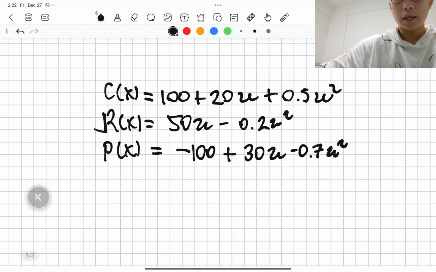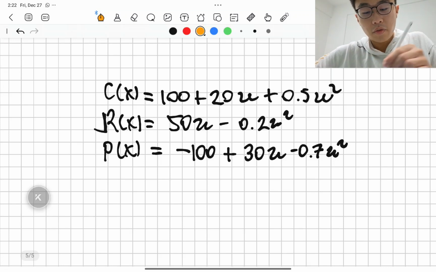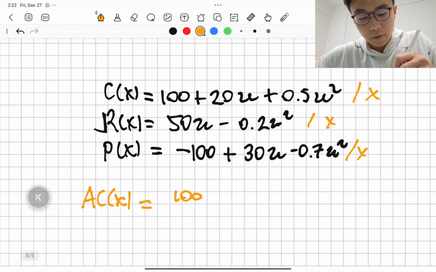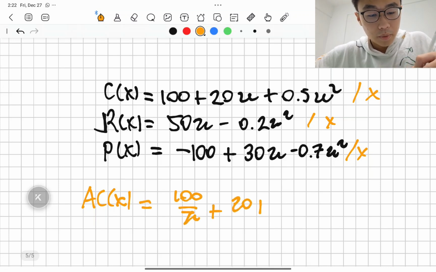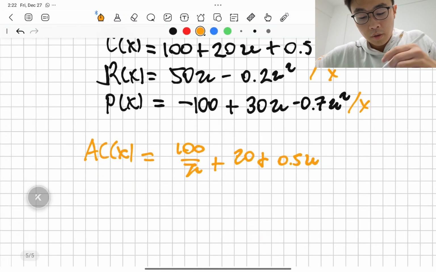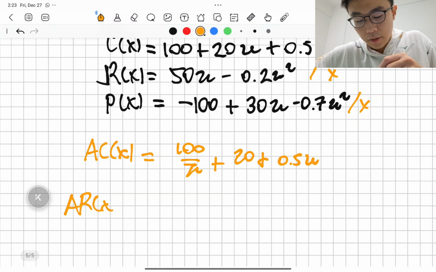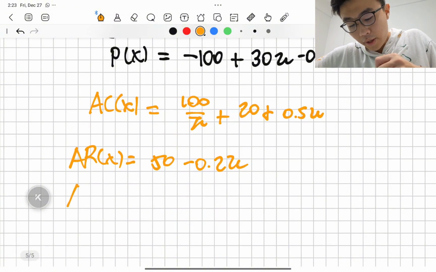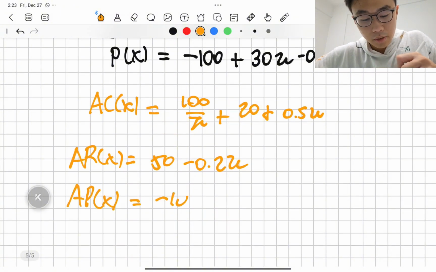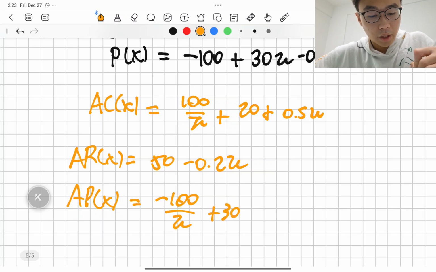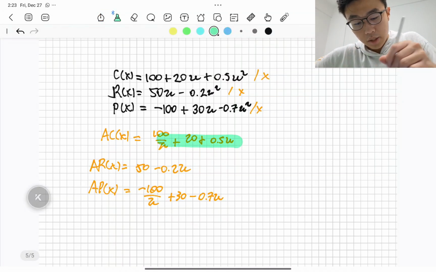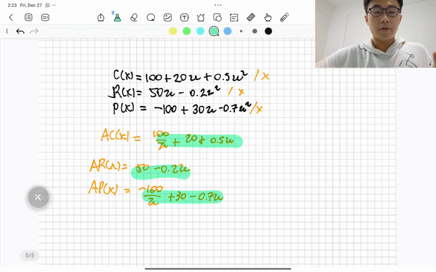Now to find the average, we need to divide all of this by x. So for the average cost function, it is 100 over x plus 20 plus 0.5x. For the revenue, AR(x) is equal to 50 minus 0.2x. And for the average profit function, this will be minus 100 over x plus 30 minus 0.7x. These three are the average cost, average revenue, and average profit.